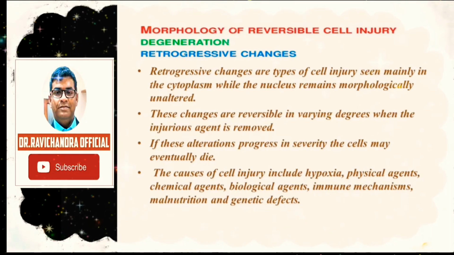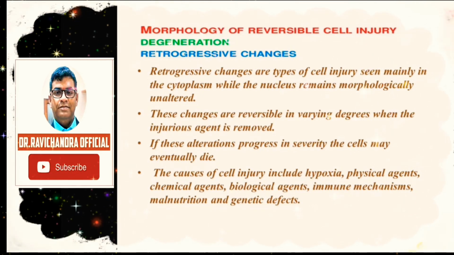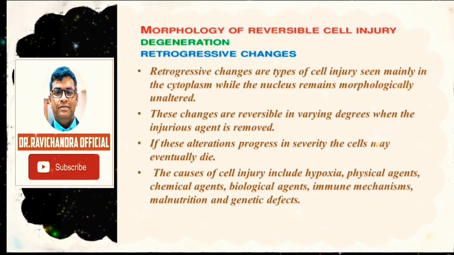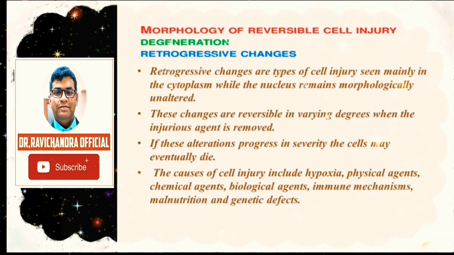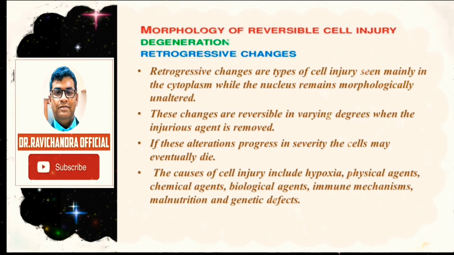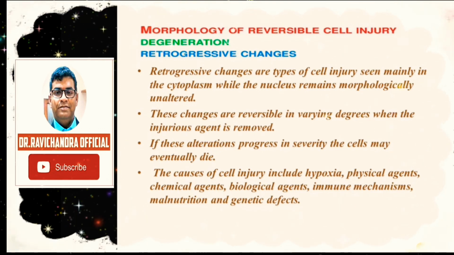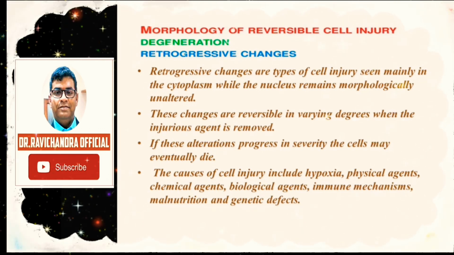Morphology of reversible cell injury, also called retrogressive changes. Retrogressive changes are the type of cell injuries seen mainly in the cytoplasm while the nucleus remains morphologically unaltered. These changes are reversible in various degrees when the injurious agent is removed. If these alterations progress, then the cell eventually dies.